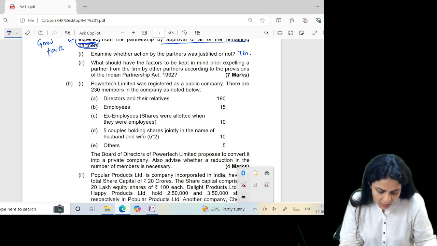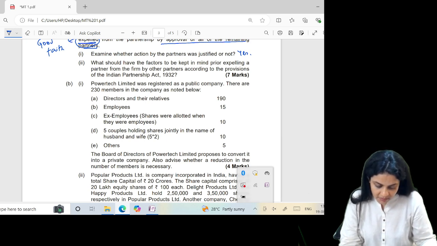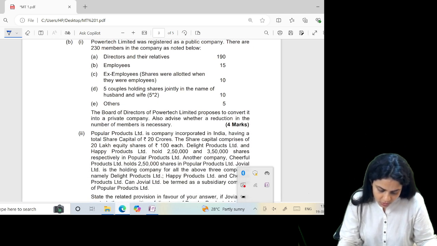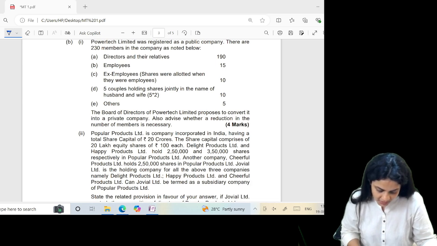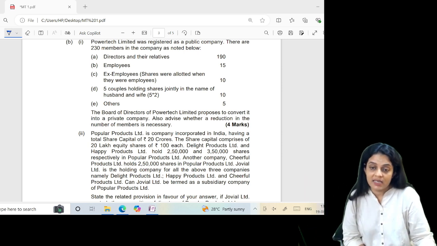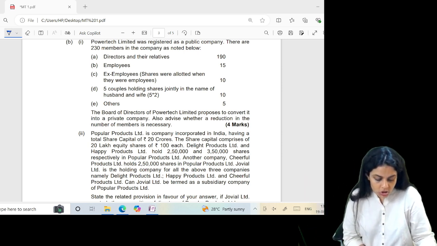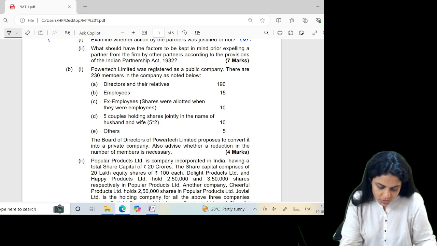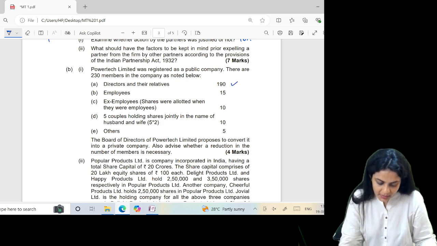Power Tech Limited was registered as a public company. There are 230 members in the company as noted below: directors and their relatives, employees. The board wants to convert into a private company. Also advise whether a reduction in the number of members is necessary. So, what is the number of members? Let's count. This will be counted, yes.